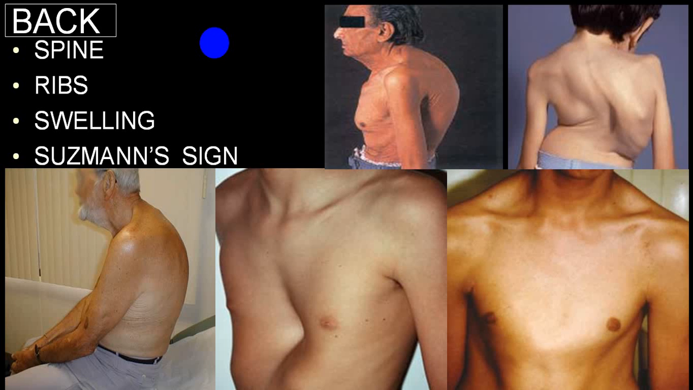And this you will be able to examine if you stand at the back and ask the person to bend down and touch the toe. That is the best position where you can look tangentially in the intercostal space. So try to look at the different deformities.